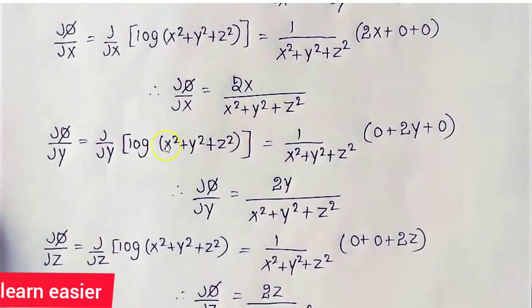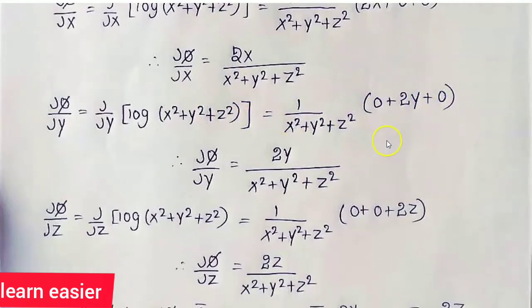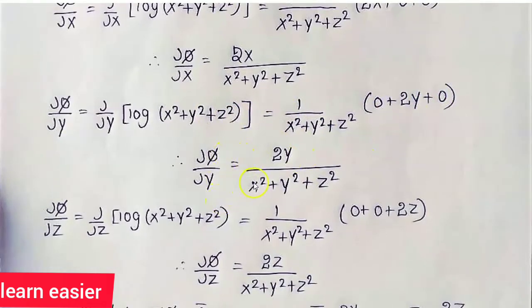So we get dou phi by dou x is equal to 2x by x squared plus y squared plus z squared. Next, we have to calculate dou phi by dou y. Here dou phi by dou y is dou by dou y of log of x squared plus y squared plus z squared. The derivative of log x is 1 by x. So first we take 1 by x squared plus y squared plus z squared, and the derivative of this function is: x squared derivative is 0, y squared derivative is 2y, z squared derivative is 0. So finally we get dou phi by dou y equal to 2y by x squared plus y squared plus z squared.